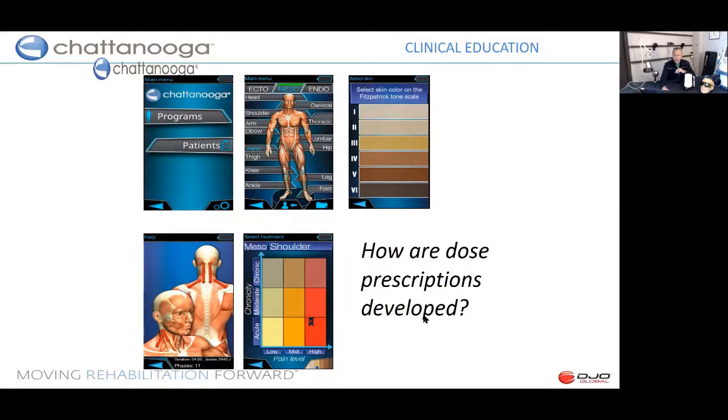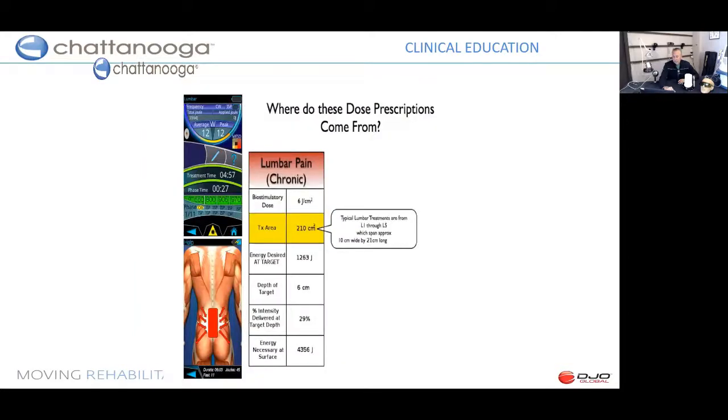Okay, so I want to quickly go over this concept of how we're prescribing these dosages, right?